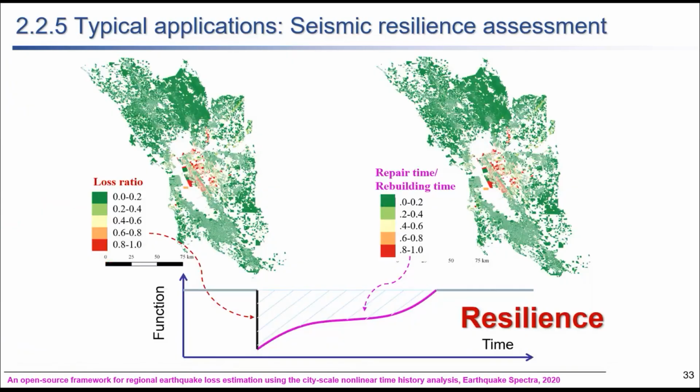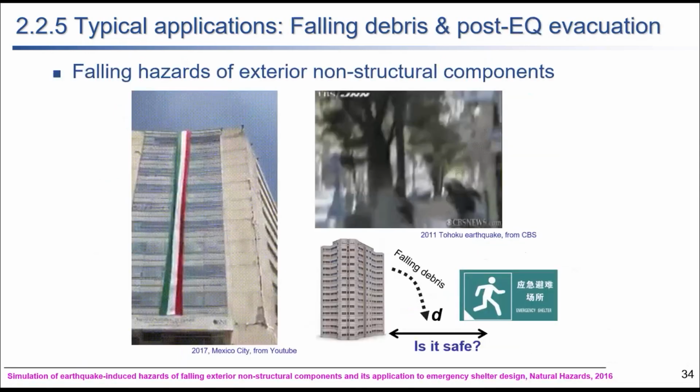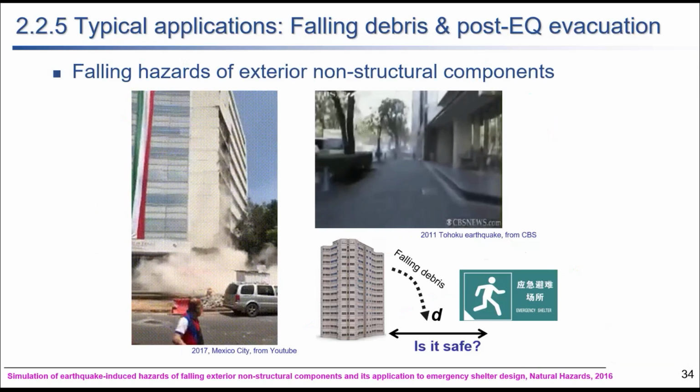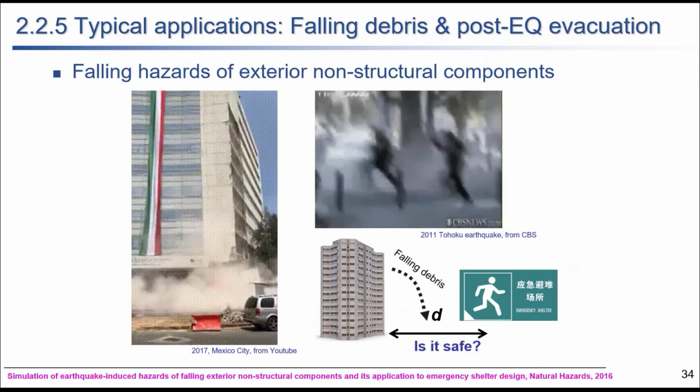And we can not only see the shaking, but also the seismic-induced loss to different buildings, and calculate the repair time of different buildings. So we can get a better view of the entire resilience of this city area. And also we can use it for some interesting secondary disasters. This is a typical case.